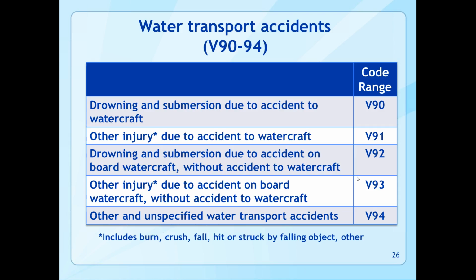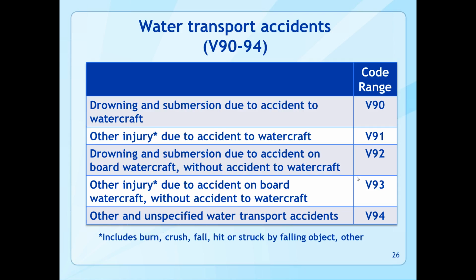This table shows the code range for the different water transport codes, and the broad range is V90 to V94. The first two rows in the table are for events in which the watercraft itself was damaged. The distinction between using V90 versus V91 is whether or not the person was injured from drowning and submersion, or if the person was injured by some other type of injury.